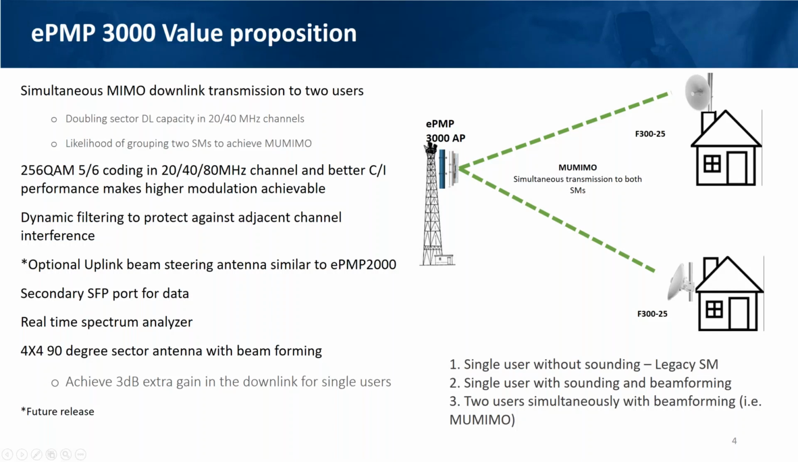Now, an important topic on the bottom right-hand side, where we're talking about 3 different scenarios. Scenario number 1, and this is a topic on its own, is the concept of compatibility. If the 3000 AP happens to be speaking to a Force 200, Force 180, or Force 190, what I would call the legacy product, in that case, those subscribers are not sending any information back.